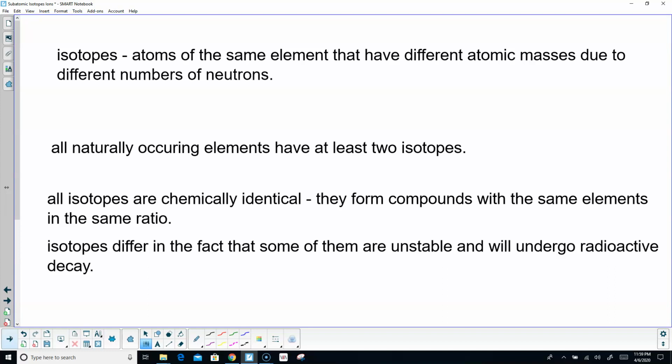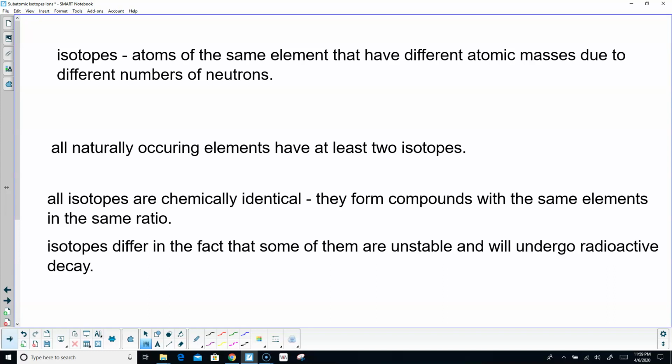And why do they differ? Because they have different numbers of neutrons. It can't be different numbers of protons, because if the proton number changed, that would be a different element. So this idea of a different number of neutrons is what makes this thing an isotope. It is important to note that all naturally occurring elements have at least 2 isotopes.